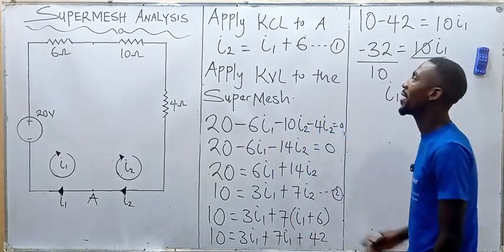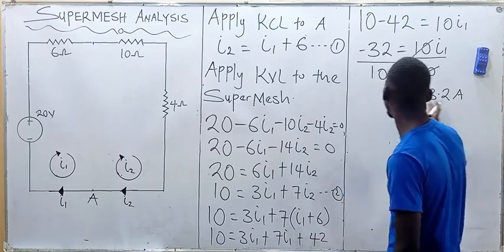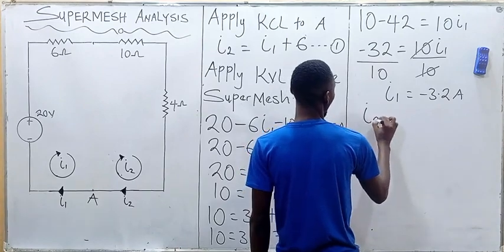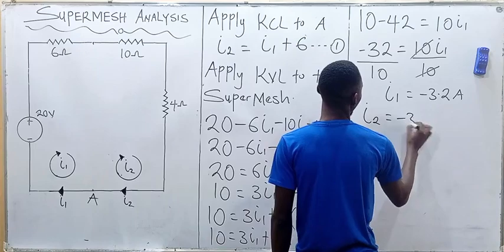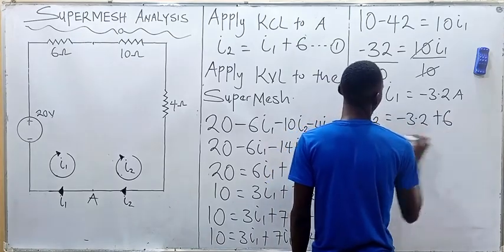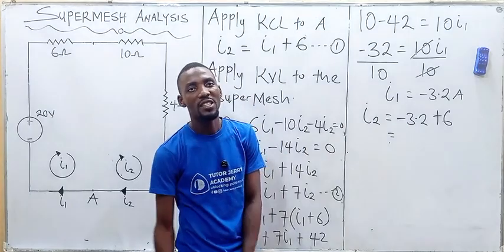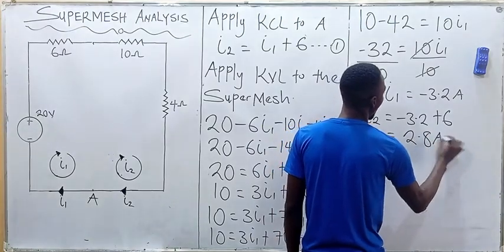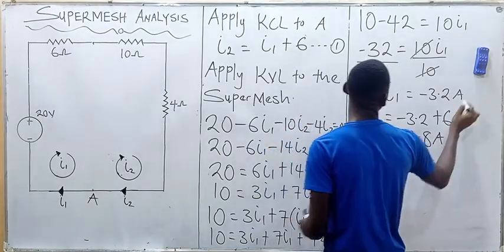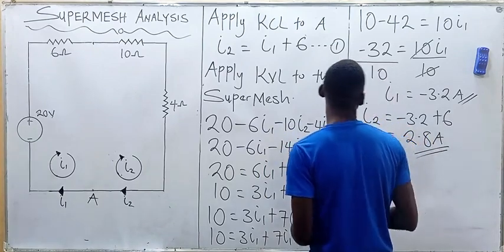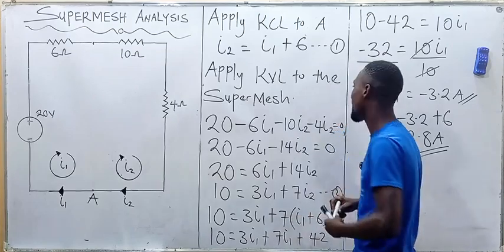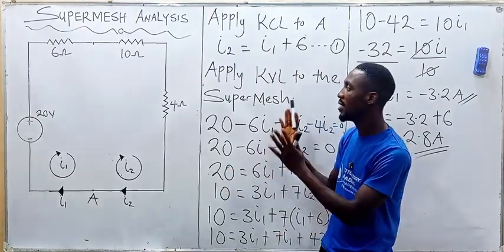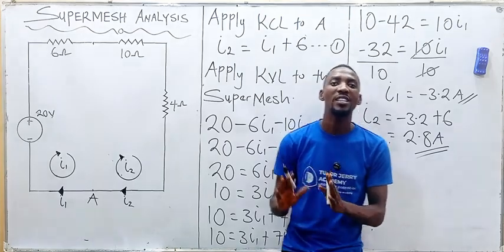Alright, so we can therefore find our I2. We are going to substitute negative 3.2 for I1 in equation number 1. So we are going to have I2 to be equals to minus 3.2 plus 6. And minus 3.2 plus 6 is nothing but what? 2.8. So 2.8 ampere. Alright, so I1 is minus 3.2 and the I2 is what? 2.8 ampere. So this is how to go about the solution for this question. I hope the question is well simplified.